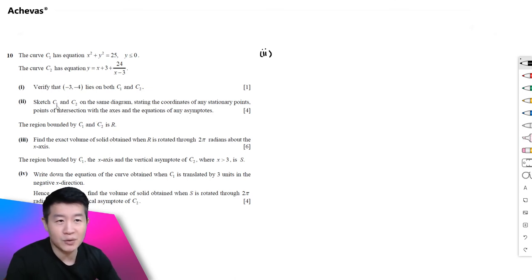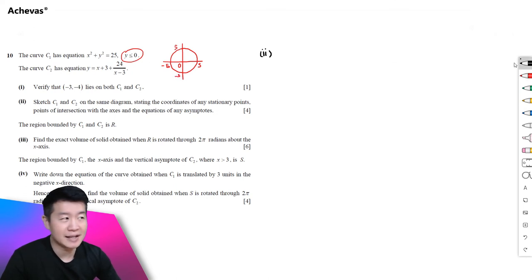Okay, anyway, let me try to sketch this graph. Let us have an idea of C1 and C2 first. C1 is definitely going to be a circle, but this is the one that we want to make sure that we take care of. If it is just simply a full circle, it's going to be a circle with the center at the origin, and the radius is going to be 5. But because the question says that y is less than or equal to 0, we are talking about the part of the circle that is only below the x-axis, and the y-coordinate can be equal to 0, so let's not forget the two solid dots at the two ends.